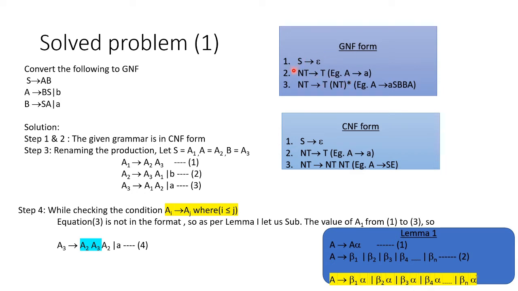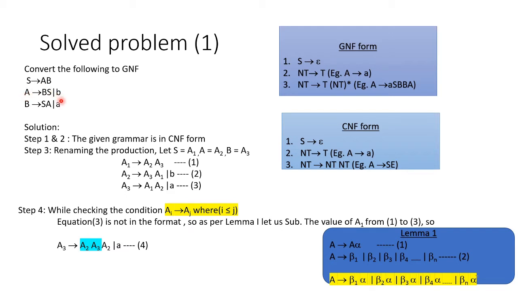Some grammar where a non-terminal gives epsilon is also an allowable CNF or GNF form. Lemmas I have also given on the side. Now step 1 is that we need to find the unit, epsilon, or null productions. In this grammar there is no epsilon production, there is no unit production, and we need to check for useless symbols.